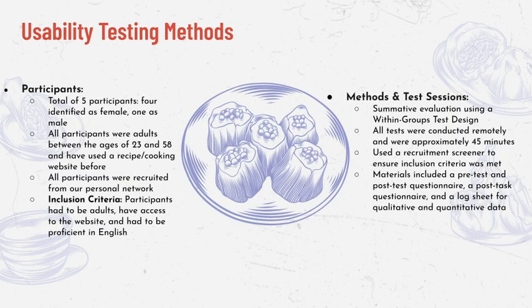For our usability testing methods, we had a total of 5 participants, 4 identified as female and 1 as male. All participants were between the ages of 23 and 58, have used a recipe/cooking website before, and were recruited from our personal network. For our inclusion criteria, participants had to be adults, have access to the website, and had to be proficient in English. For our method and test sessions, we used a within groups test design in our summative evaluation.